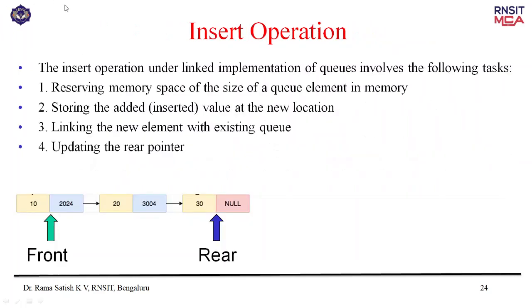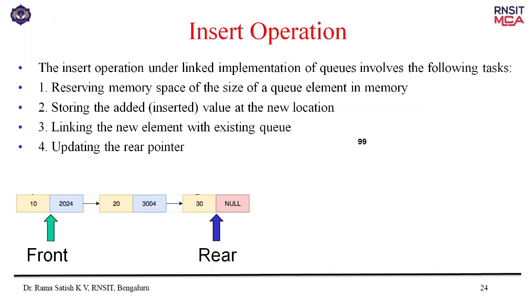You know very well that a queue has insert operation at the rear and delete operation from the front. Last class we discussed this. Now, the insert operation under linked list involves these 4 steps. Only 4 steps. Remember these 4 steps. First, you have some data, say 99, and you want to insert it in the queue. What do you have to do?